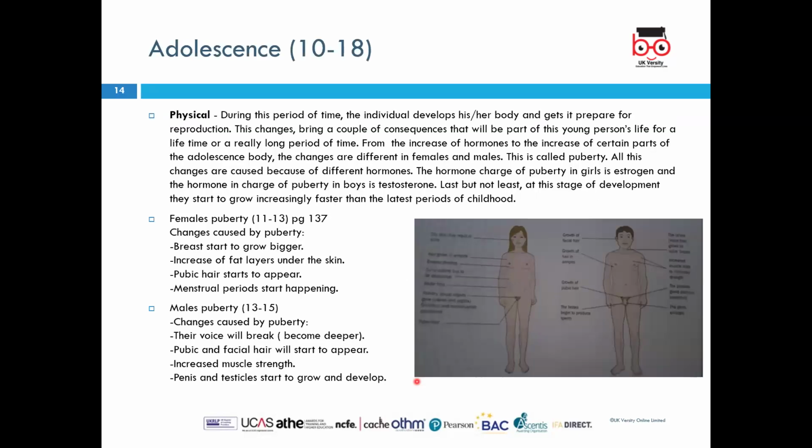Then comes the adolescent stage, the later childhood, where there are tremendous changes happening in the females, where puberty is around 11 to 13 years of age. The breasts start to grow bigger, there is an increase in fat layers under the skin, pubic hair starts to appear, menstrual periods start happening. Males go through puberty, but at a later stage, 13 to 15. Their voice changes, their pubic hair starts and facial hair starts growing, increased muscle strength, and the penis and testicles start to grow.